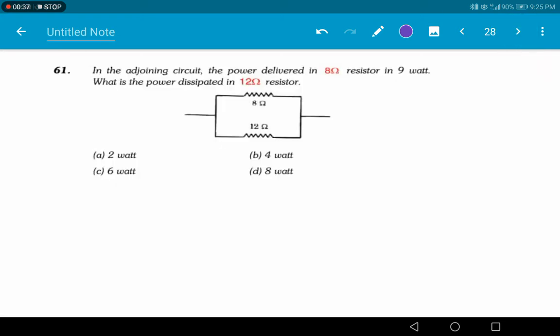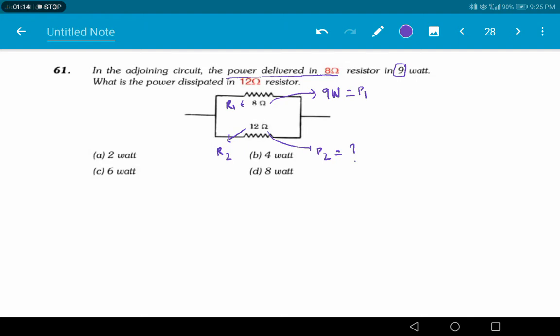Right. In the adjoining circuit, the power delivered in the 8 ohm resistor is 9 watt. That means across the 8 ohm resistor, the power delivered is 9 watt. And then what is the power developed across the 12 ohm resistor? Let us take this as P1 and this P2 is the question mark. How much power is delivered we should find. And this is resistance R1 and this is resistance R2.